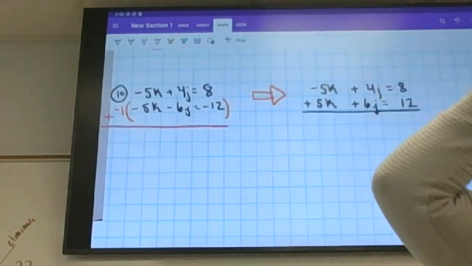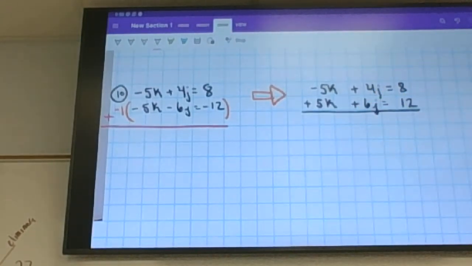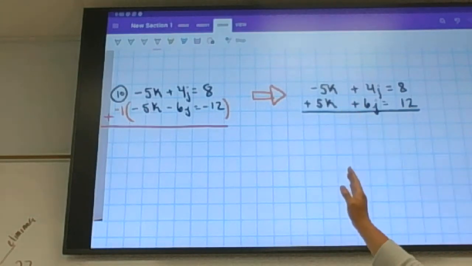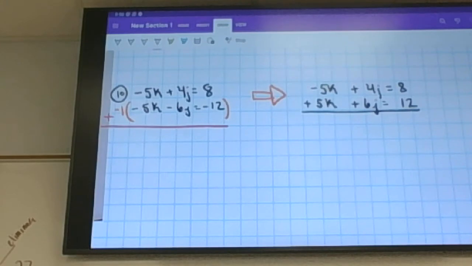Now you guys add down, because there are opposite k's. I have a negative k and a positive k. They're both 5s. Add down and find a variable. Don't stop. Plug it in and find the other one. Variable. It'll work out the same if you do the top.